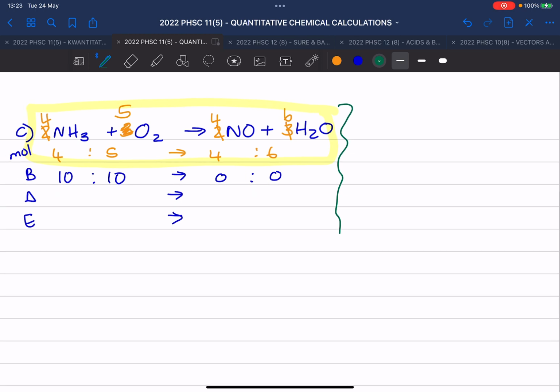Okay, so let's see which one is the limiting reagent. So we have 4 ammonia versus 5 oxygens. So the mole ratio is 4 to 5. All right, so I don't have 4, I have 10. So I say 10, and then how much will I need?